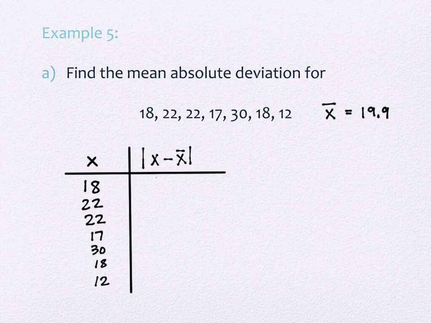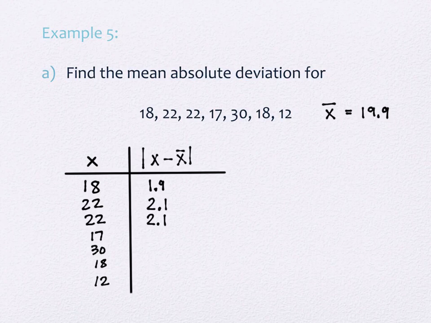You might feel like, well, that's kind of a lot of steps. But the reality is, it's just trying to find out how far away from the mean you are, and it doesn't care whether it's positive or negative distance. So for example, 18, how far do you have to go from 18 to get to 19.9? 1.9. And I don't care if it's positive or negative, it's just 1.9 away. How about 22? How far away do you have to go from 22 to get back down to 19.9? 2.1. And I have another one of those, so I'll write it twice, 2.1.